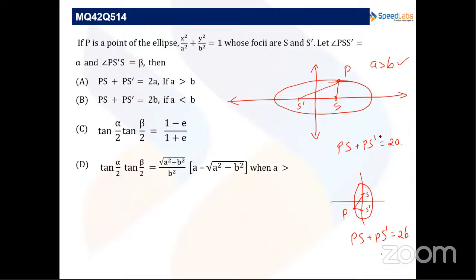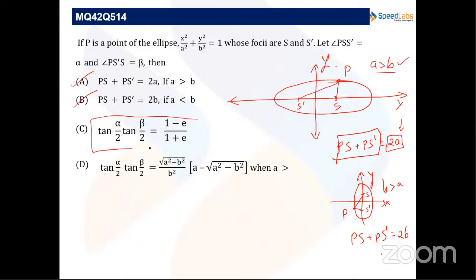Ellipse is defined as a locus of a point which moves such that the sum of its distances from the two fixed points is always constant, and those two fixed points are the foci, and that sum, which is constant, is equals to the length of the major axis. When A is greater than B, then the major axis length is 2A, and when B is greater than A, then major axis is y axis and its length is 2B. So here we can see option A is correct and option B is correct.